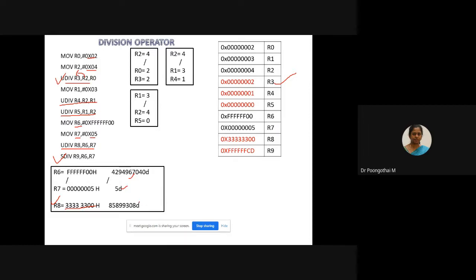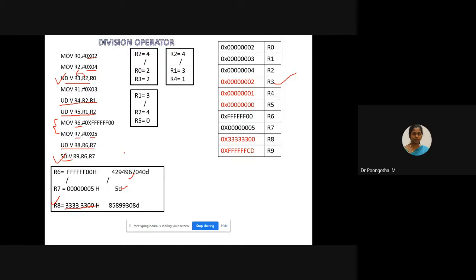Is that clear, students? Yes, ma'am. Okay. So your R6 is going to be a very large positive value. When we divide this, we are getting this answer. For these two operands, I am going to use this signed division. So what will happen?